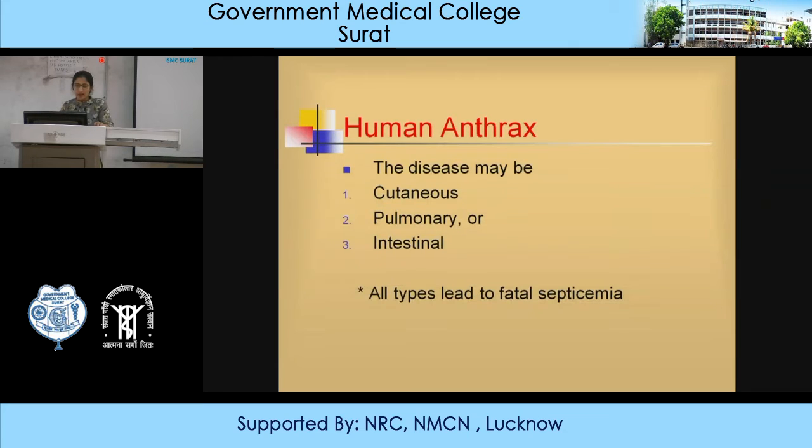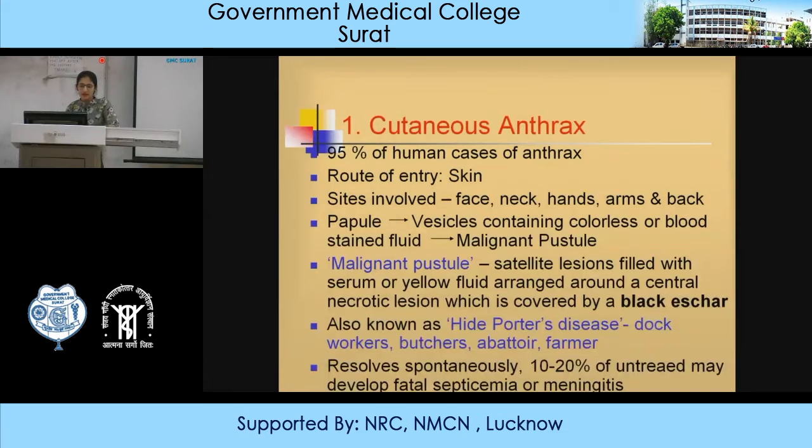The disease caused by Bacillus anthracis is known as human anthrax. This human anthrax is divided into three types of disease according to the lesions produced. One is cutaneous anthrax, the second is pulmonary anthrax, and the third is intestinal anthrax. All three types can lead to fatal septicemia. First we will see cutaneous anthrax. In 95% of human cases, this is the most common form of presentation.